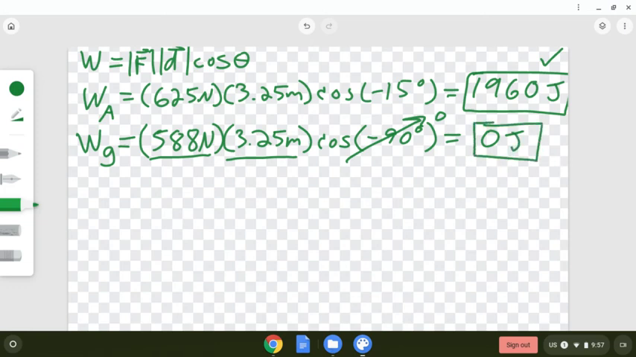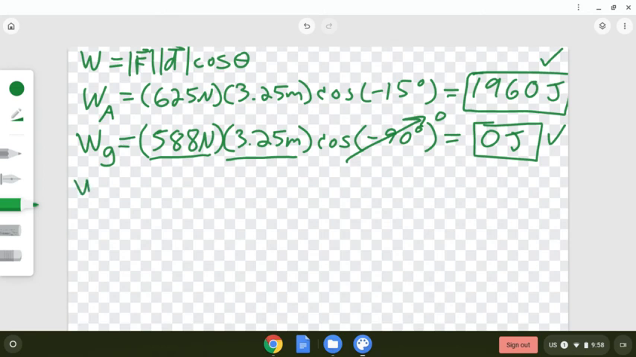Which means, again, just to be clear on this, even though gravity is a force, the magnitude of which is positive, even though our displacement is not 0, the fact that our force is acting at a right angle to the displacement means that that particular force does no work. So it does make sense that we get 0 for this. So I'm giving it a check.